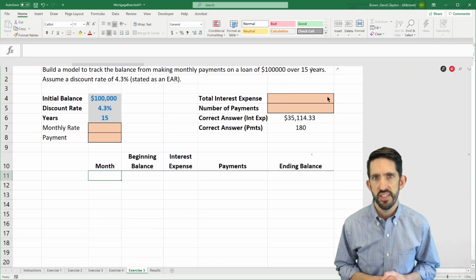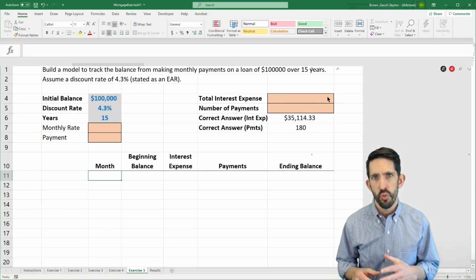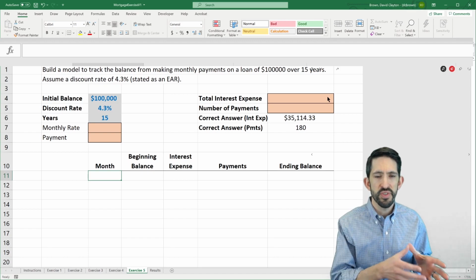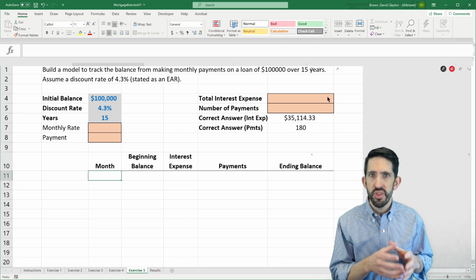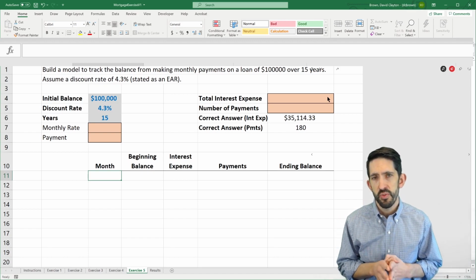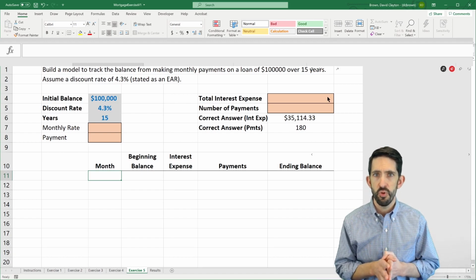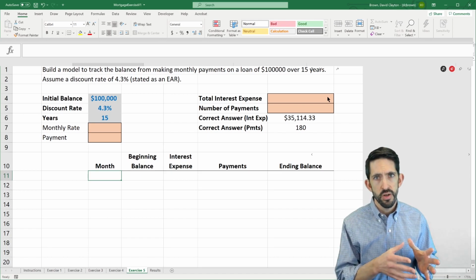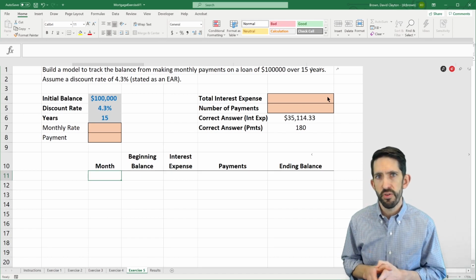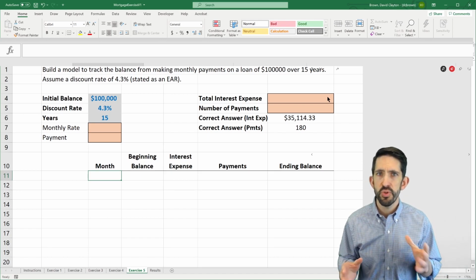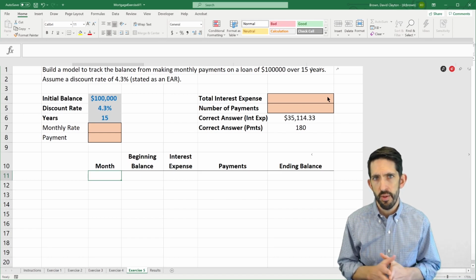For our last exercise in the mortgage exercises spreadsheet, we're going to do the same exercise as previously in exercise 4, but with a different monthly rate. And the reason is it's not always clear whether you should use the annual rate 4.3% as an APR or as an EAR, or effective annual rate. And those two are going to be different based on how we treat compounding.